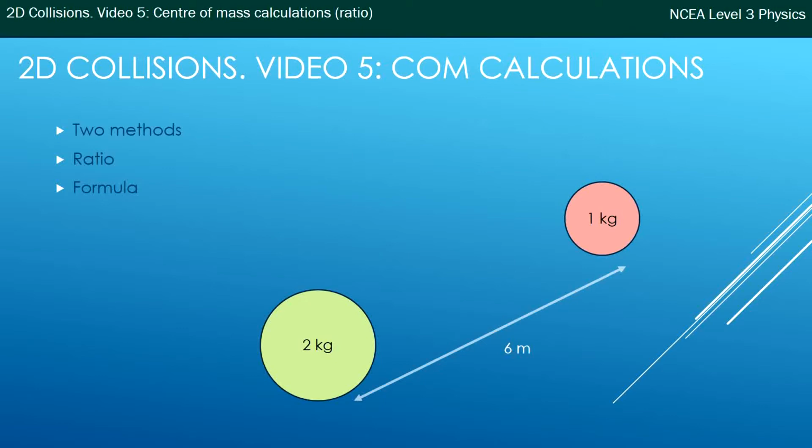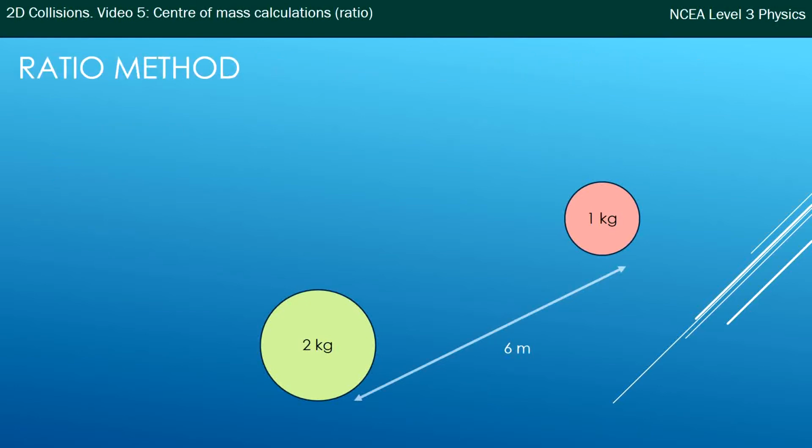I would suggest you get comfortable with the ratio method first. The downside of the ratio method is it's a bit harder when you get really complicated numbers. So instead of 2 kgs and 1 kg, you get masses of 6 by 10 to the 24 and 5.98 by whatever. But by using the ratio method first with simple numbers, you get a really good understanding of what's going on. So how does it work?